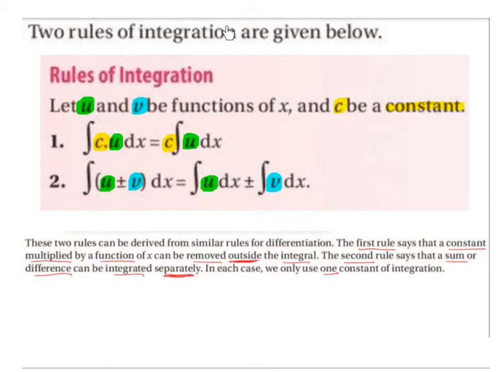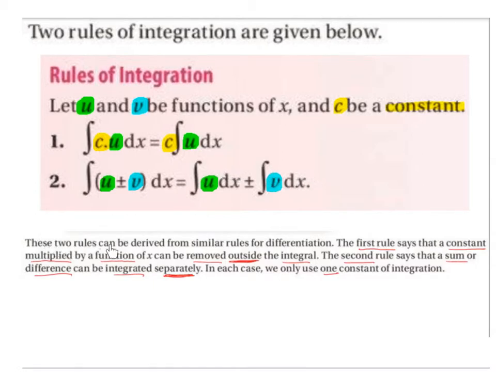Two rules of integration are given below. Rules of integration. Let u and v be functions of x and c be a constant. 1. The integral of c times u dx is equal to c times the integral of u dx. So basically you bring the constant out in front of the integral. And 2. The integral of u plus or minus v dx is equal to the integral of u dx plus or minus the integral of v dx. So you just break them apart and you do the two integrals separately.